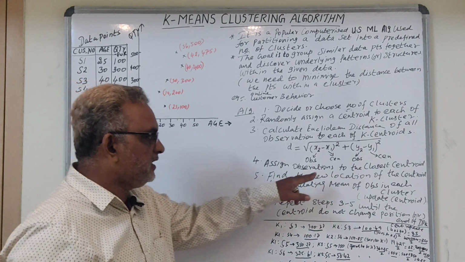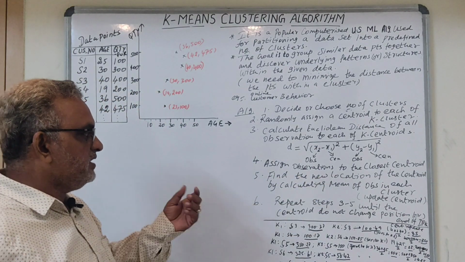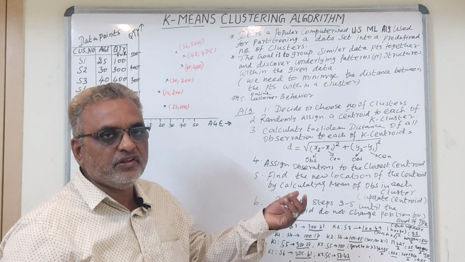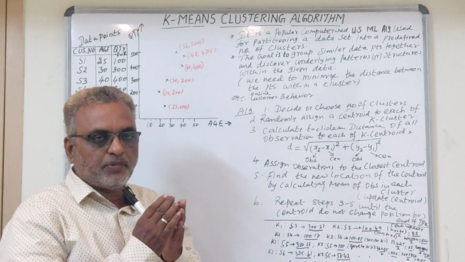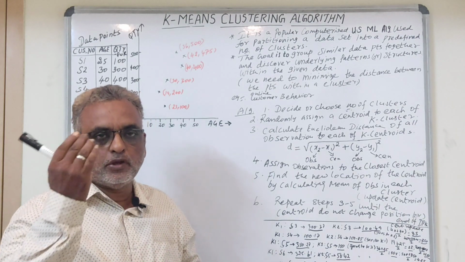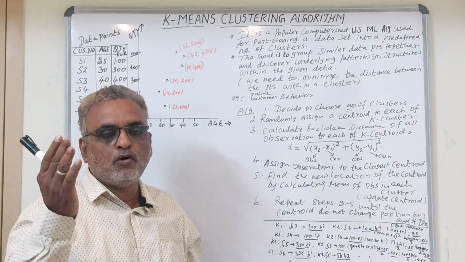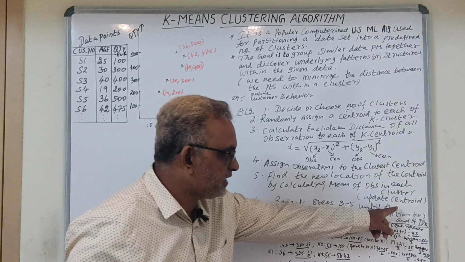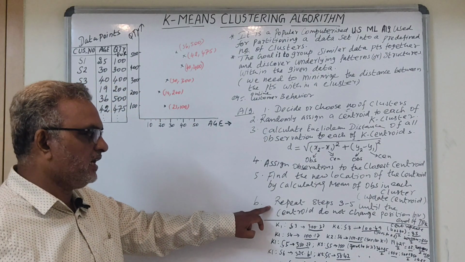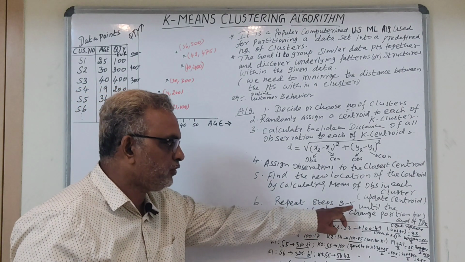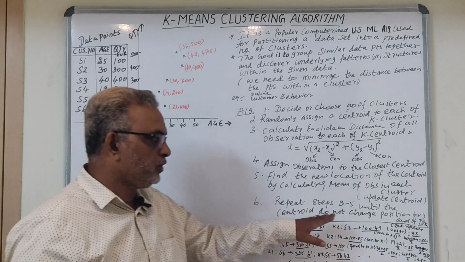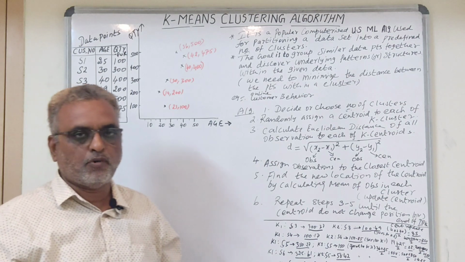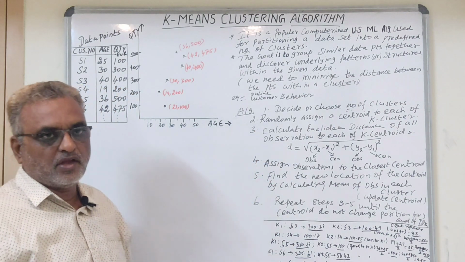Fifth step, find the new location of each centroid by calculating the mean of the observed value with the centroid value. Once the point moves to the particular cluster, you have to update the centroid value. That is the updation of centroids. Finally, repeat steps 3 to 5 until the centroids do not change position or till the end of the data points. These are the steps of the algorithm.